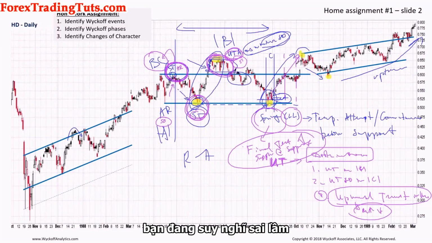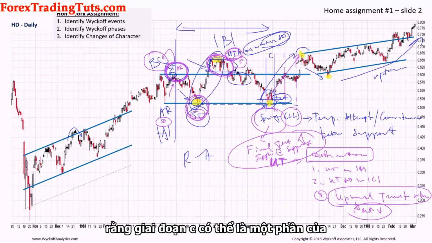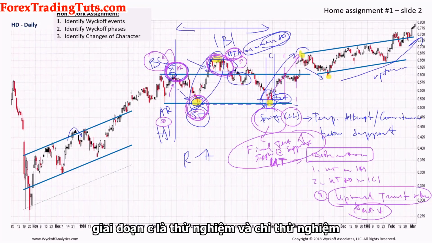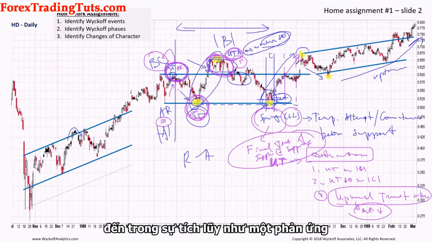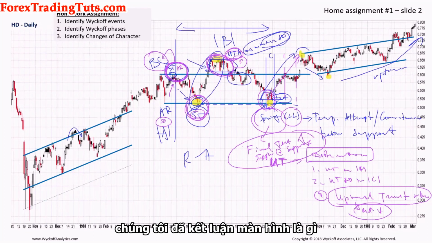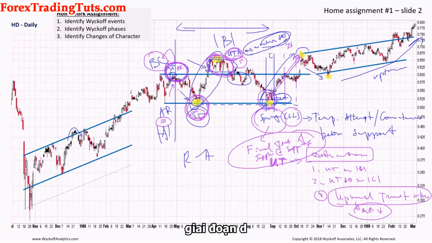So for those of you who are kind of mistakenly thinking that phase C could be a part of the rally, no. Phase C is the test, and the test only comes in the accumulation as a reaction and not as a rally. Okay, so we concluded the spring. What is the rally that comes after the spring in phase D? Maybe another upthrust action. I'm sure.